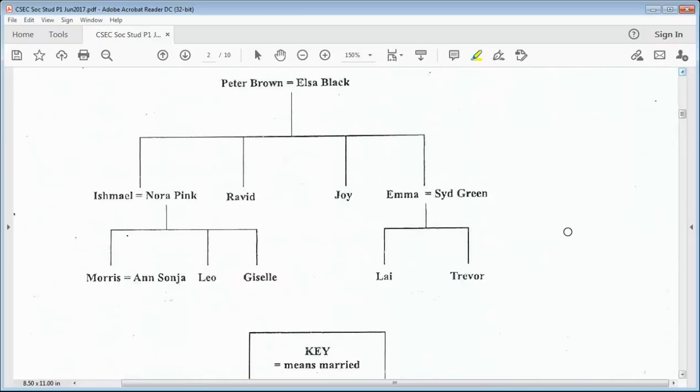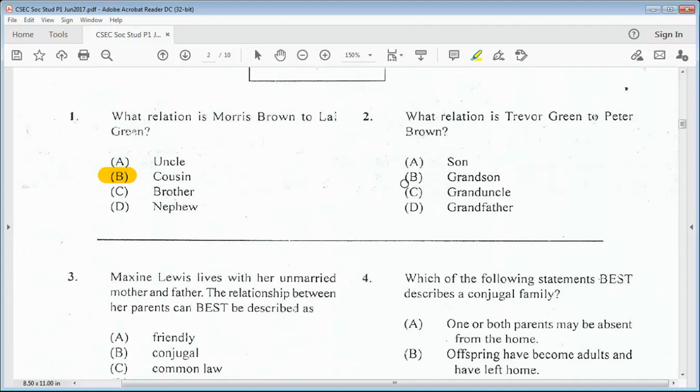So we have Trevor and we have Peter Brown. Peter produces Emma and Emma had Lai and Trevor. So obviously Trevor is grandson to Peter Brown. So B would be our answer, grandson. Let's move on to number 3.